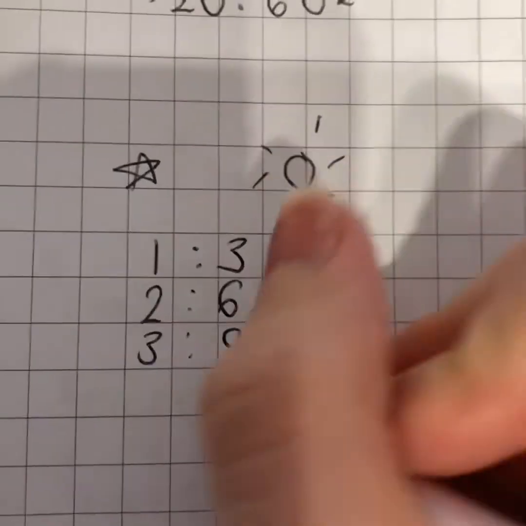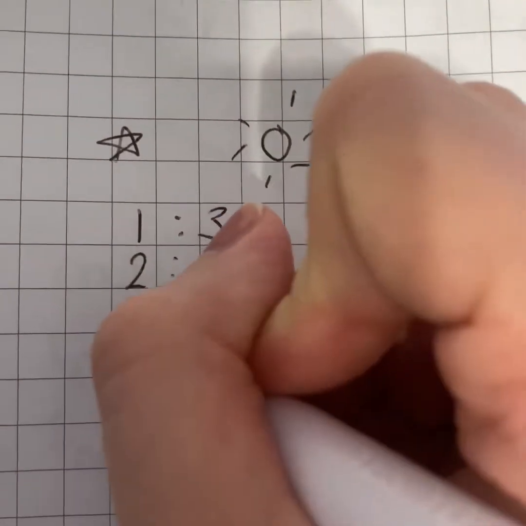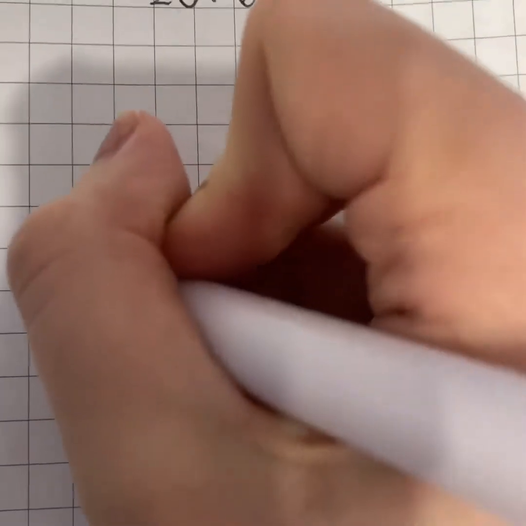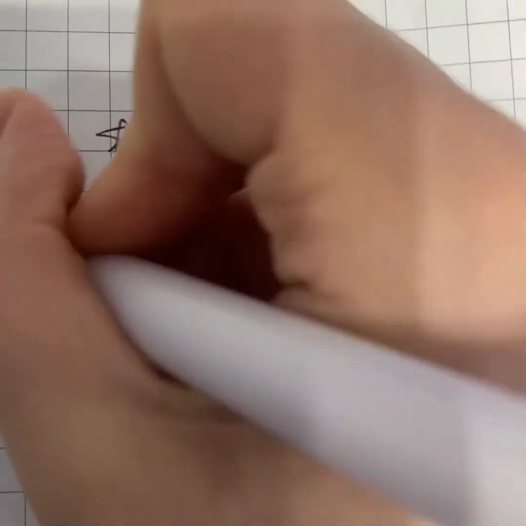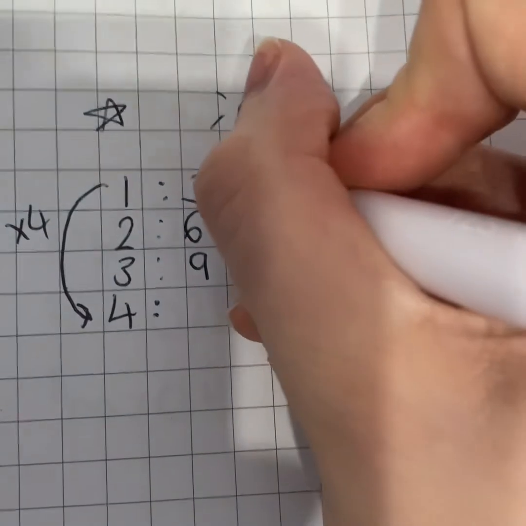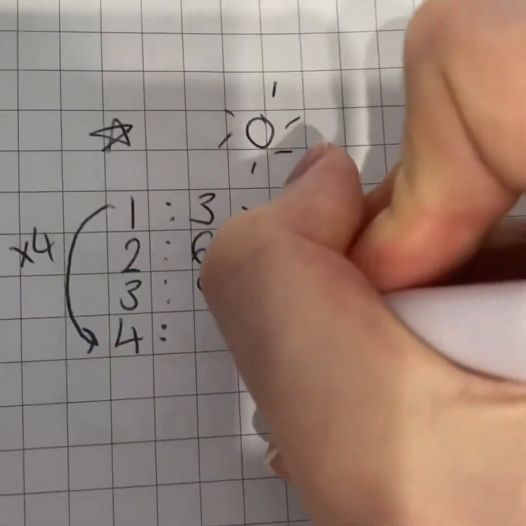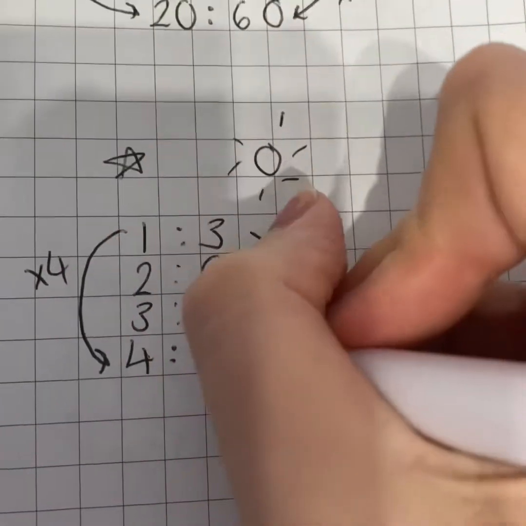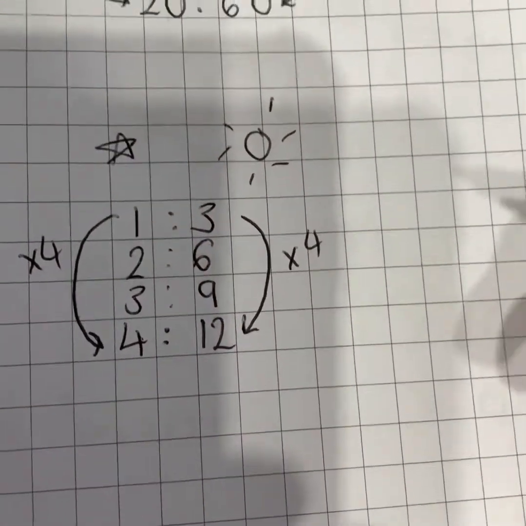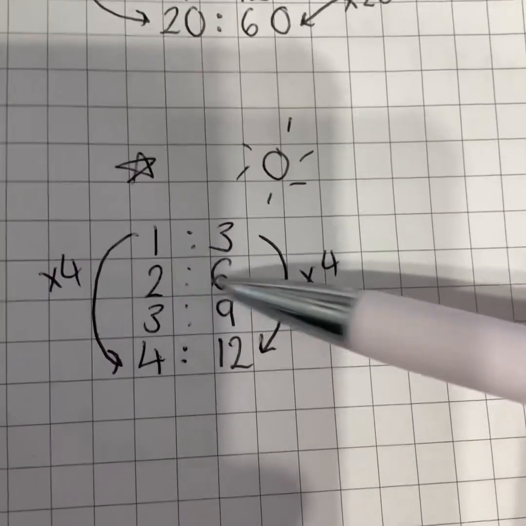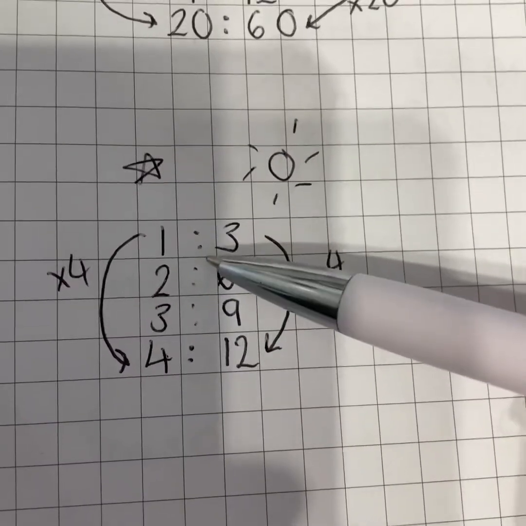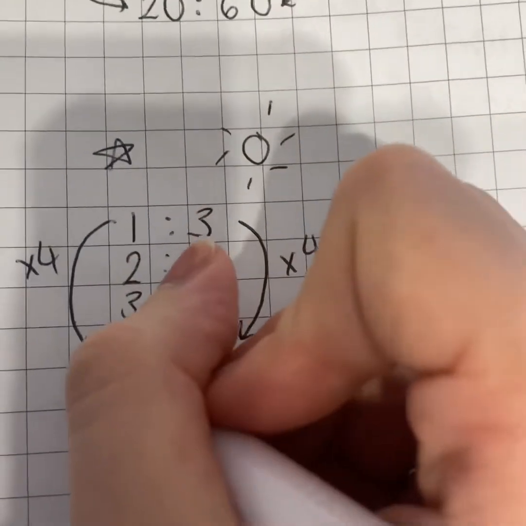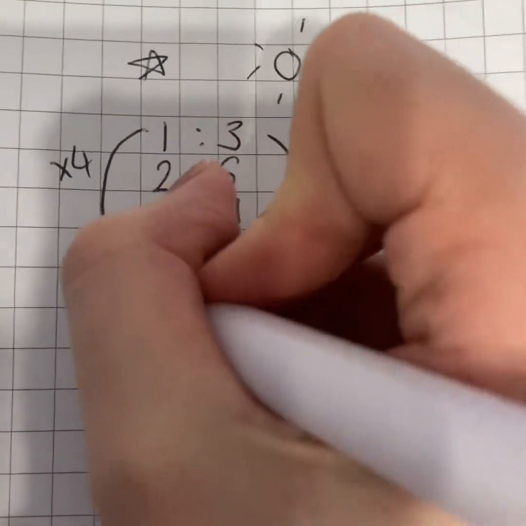Okay, what about if there were 4 stars? For every 4 stars, how many suns would there have to be? Well, to get from 1 star to 4 stars, I'm going to times by 4. So then I've got 3 suns, and we need to times them by 4. Whatever we do to one side, we need to do to the other side. 3 times 4 is 12. And I can prove this because, look, this 2 to 6 ratio, if I doubled it, I would get 4 to 12.